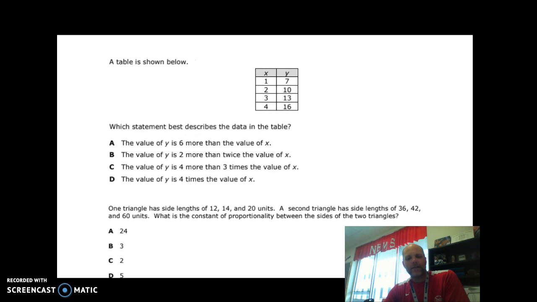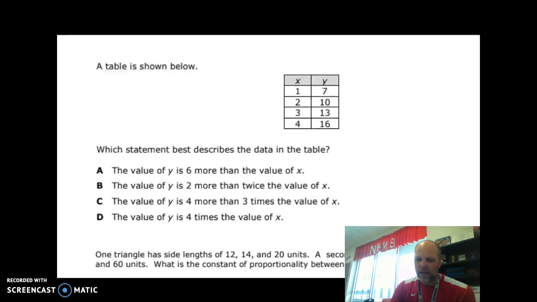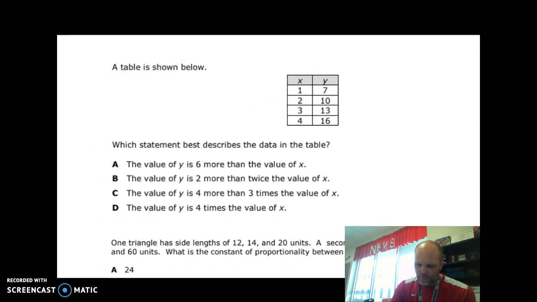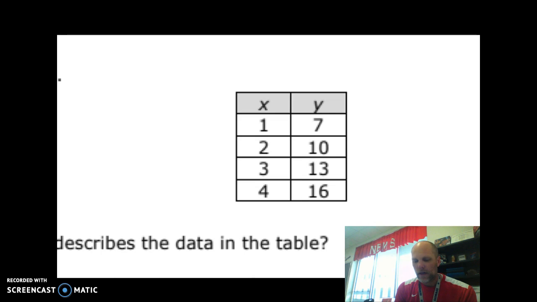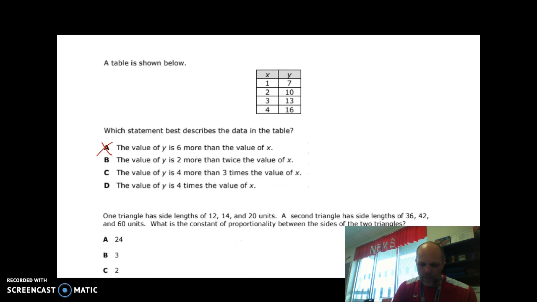All right. A table is shown below. Which statement best describes the data in the table? A, the value of y is 6 more than the value of x. Is the value of y 6 more than the value of x? Oh, it's true for the first one, but it's not true for the second one, right? So it is not always 6 more. It's only 6 more once, so it can't be A.